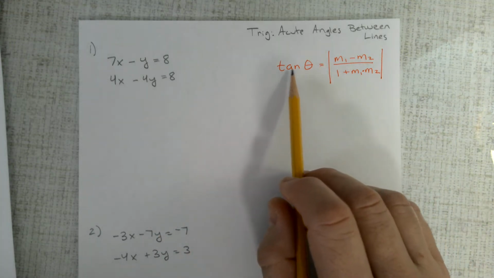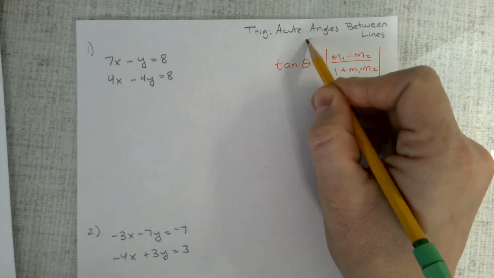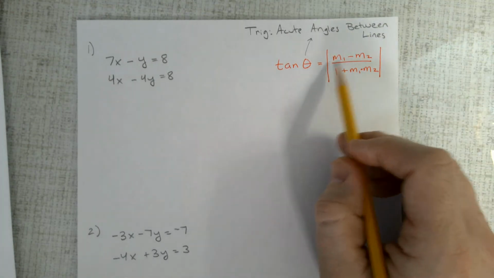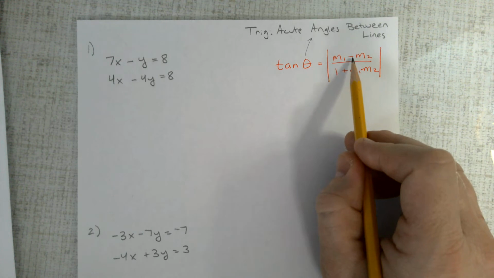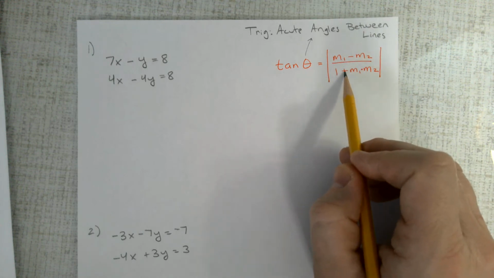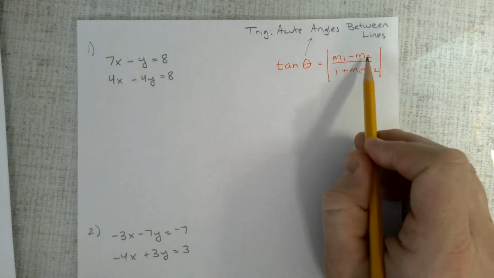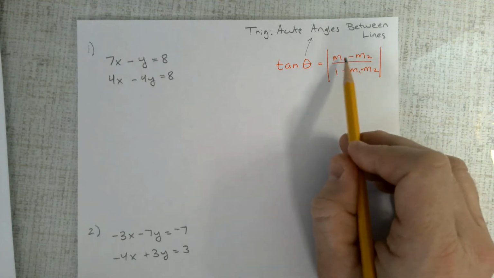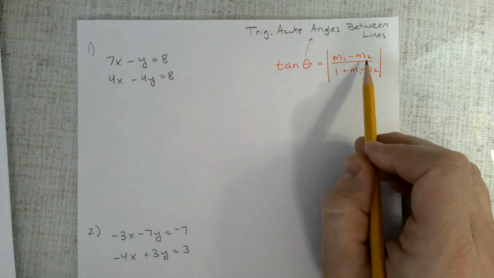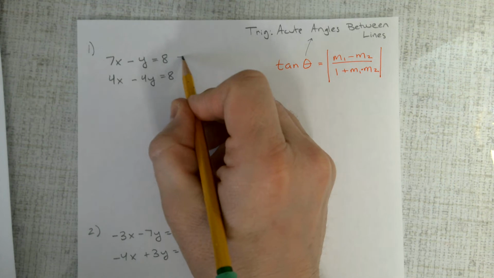tells us that the tangent of that angle, and this is the angle here, is equal to the absolute value of the slopes subtracted and 1 plus the slopes multiplied. And this looks like a sum and difference formula for tangent, and that's exactly where it comes from. So here we go. First equation.